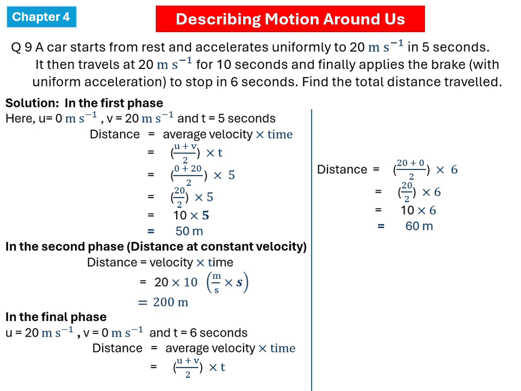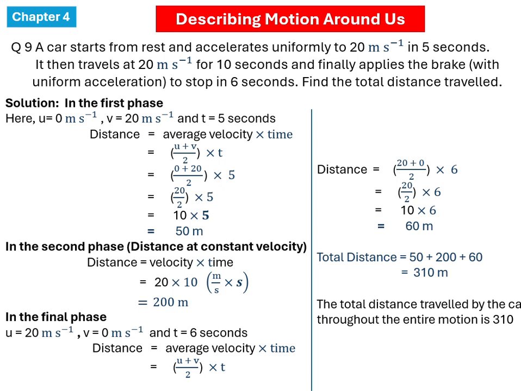Okay. So now we have the distance covered by the car in 3 phases. Now we will add all these 3 distances. So we will have the final answer. The total distance traveled by the car throughout the entire motion is 300 meters.